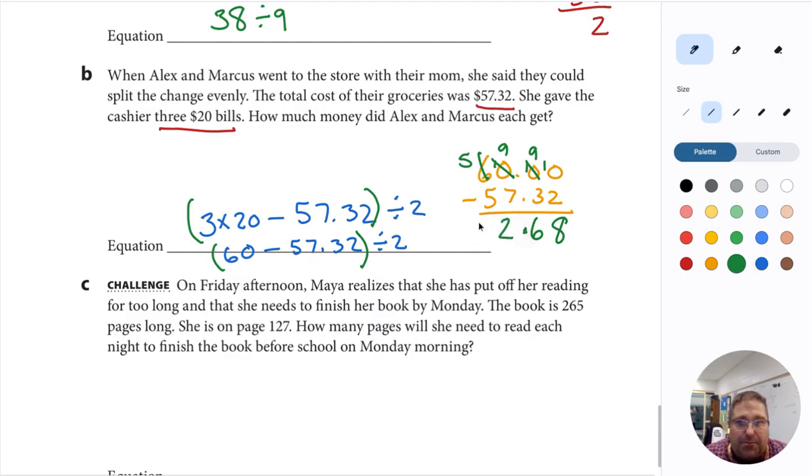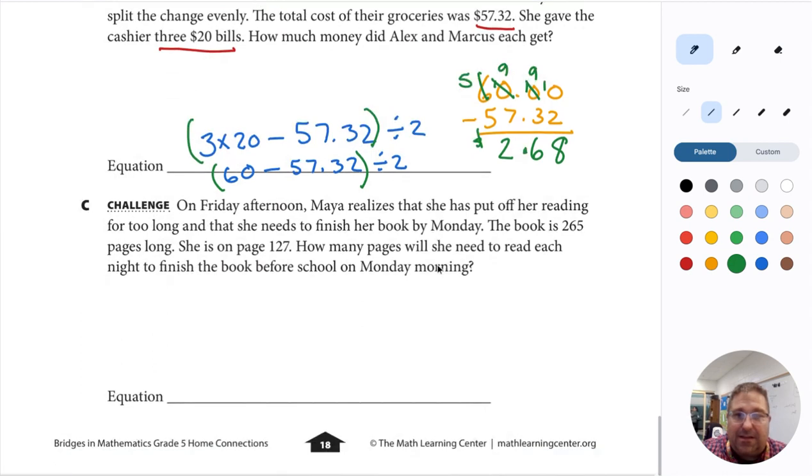So the boys are going to split $2.68. I'll let you take it from here. If I have $2, I split that in half. Okay. How about the 68 cents? Okay. I want you to take it from there, guys.